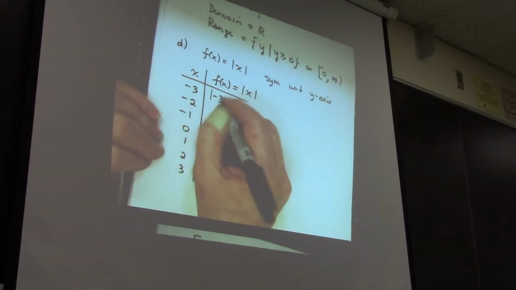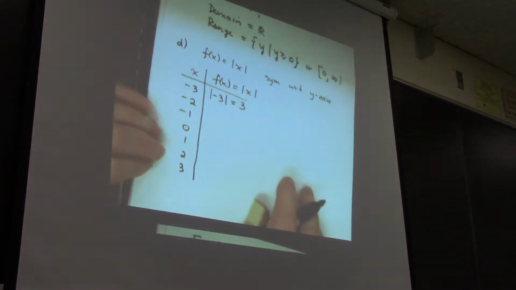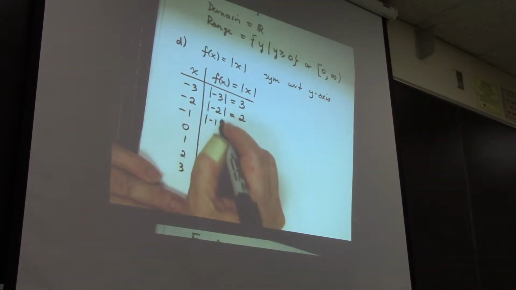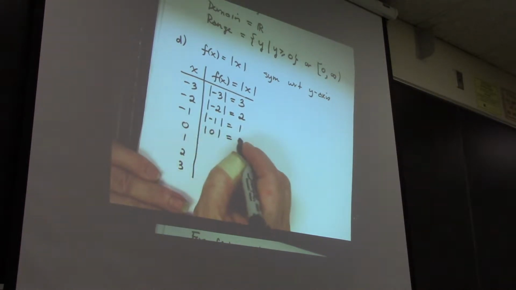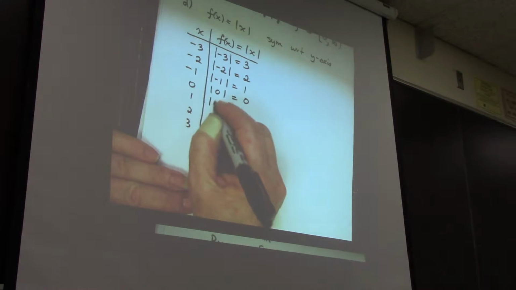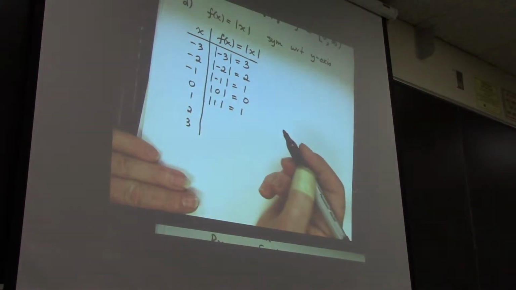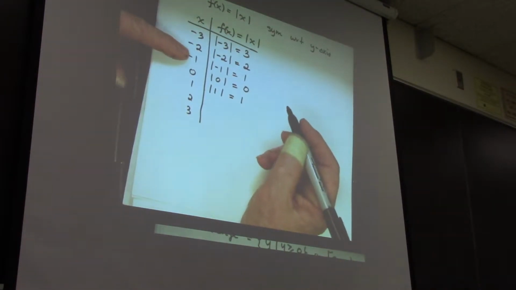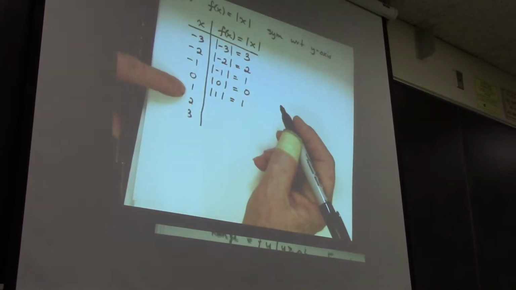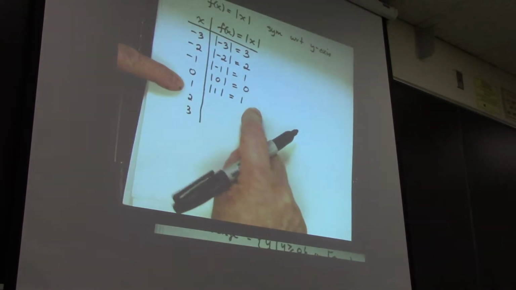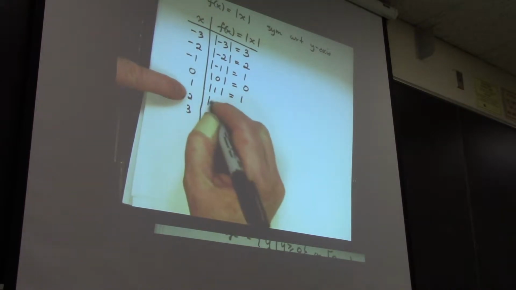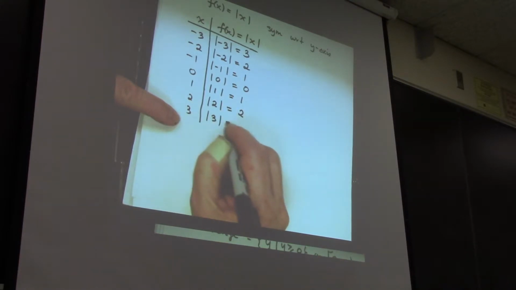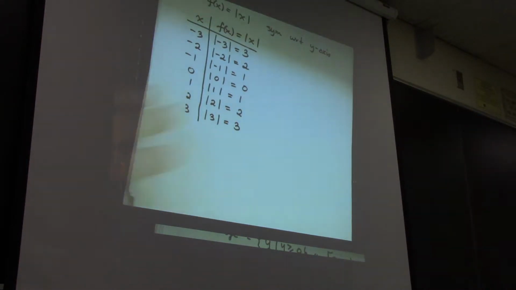So for any negative number, we take its absolute value and we just get the corresponding positive number. The absolute value of 0 is 0, and the absolute value of any positive number is just that positive number. And again, we can see the symmetry with respect to the y-axis happening. When we plug in -1 and when we plug in +1, we get the same y value. When we plug in -2 and +2, we get the same y value. Same thing with -3 and +3, etc.